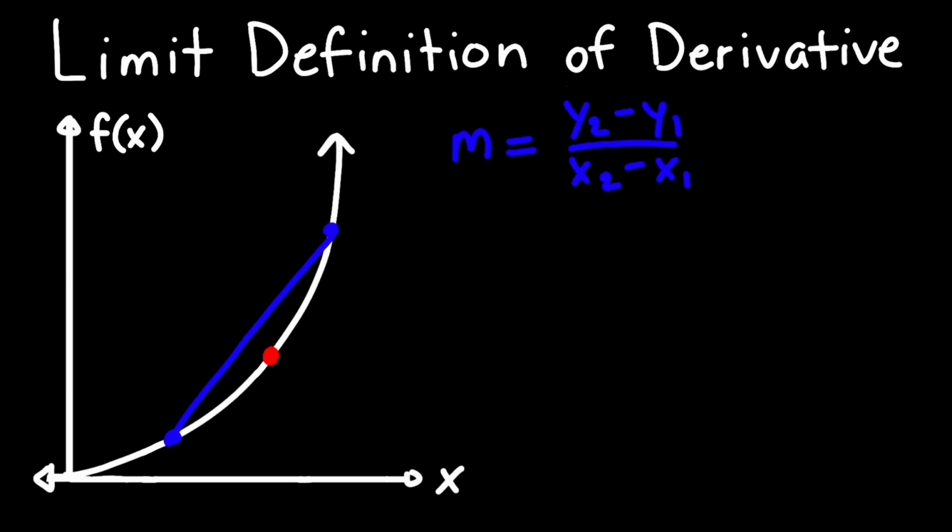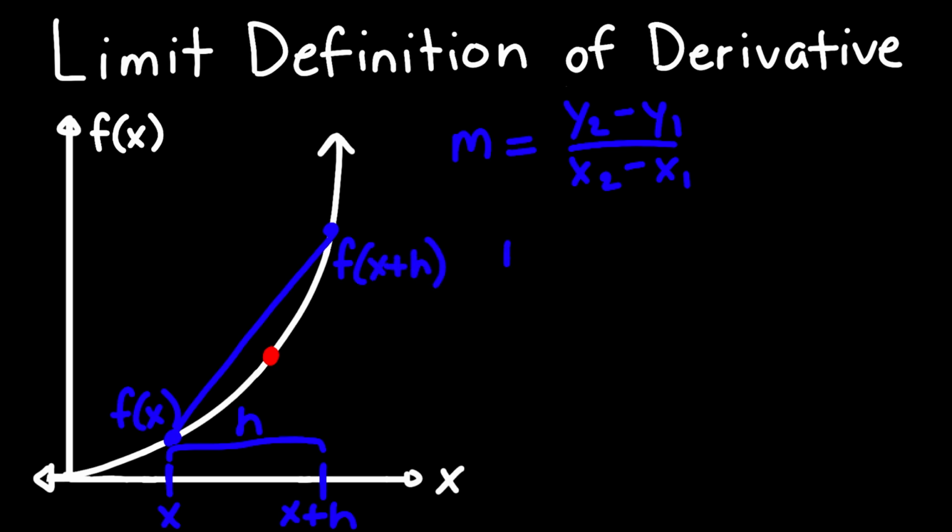And when it comes to the limit definition of the derivative, there's actually some fancy ways that this is defined. So first, we're going to call this point on the left x, and then we're going to call the distance between this point and the point on the right h, which means that this point right here is at the x position, x plus h. Similarly, we can define the y value at this point as f of x, and we can define the y value at this point as f of x plus h.